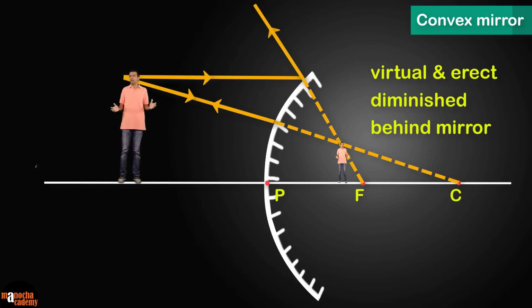Remember, the concave mirror had so many different cases, but the convex mirror is the easy one in the syllabus because it doesn't matter where you stand in front of the mirror, the image properties are always going to be the same. It's going to be virtual and erect, diminished, and the image will be formed behind the mirror.